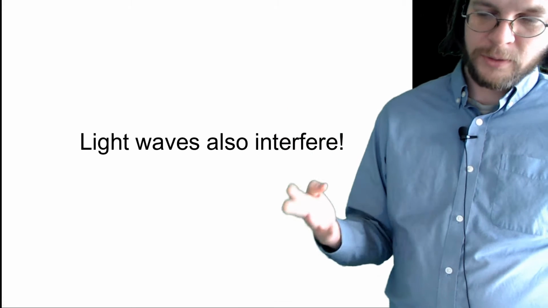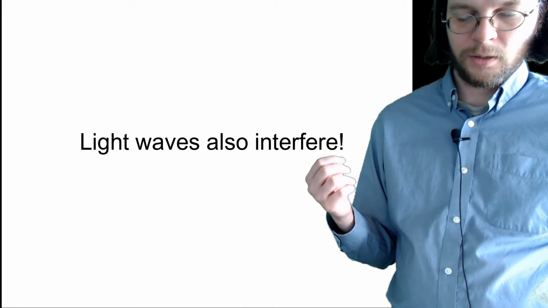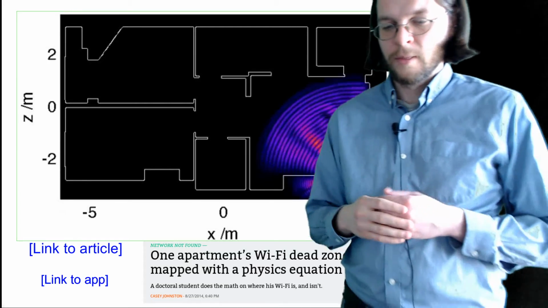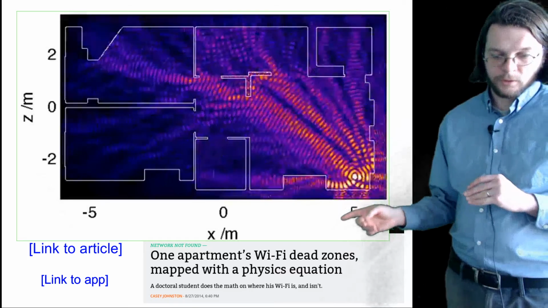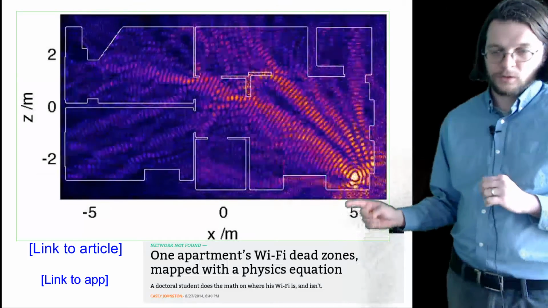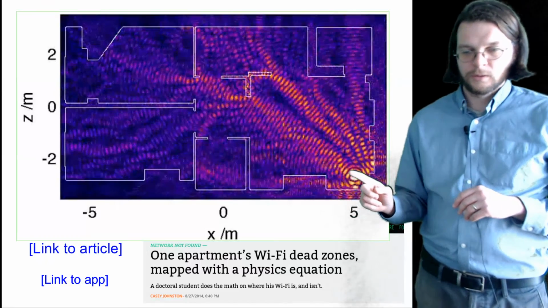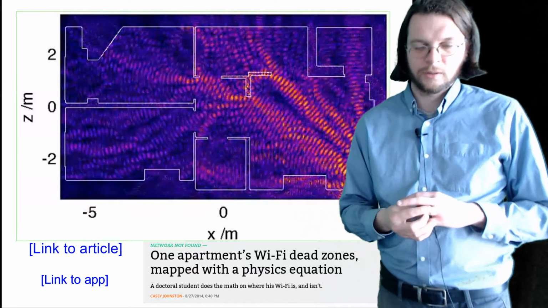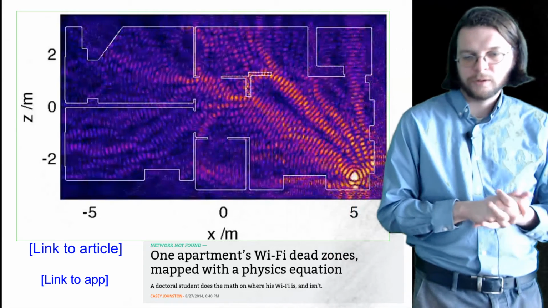So that was an example with sound waves interfering. There's a fun example with electromagnetic waves interfering, which is in this video here. I found this a couple years ago. I thought it was pretty interesting. And so this is a simulation of a Wi-Fi access point. And I don't know if you've ever noticed this, is that different rooms of your house have different Wi-Fi signals.